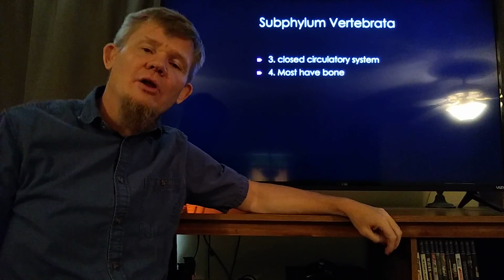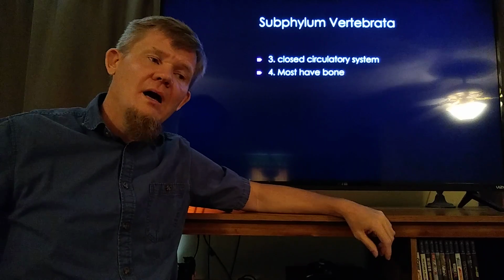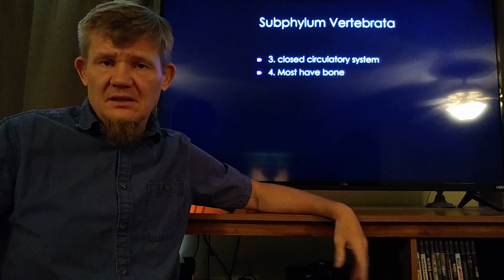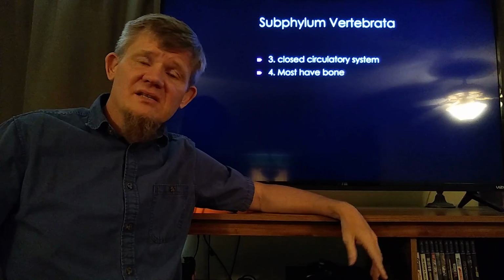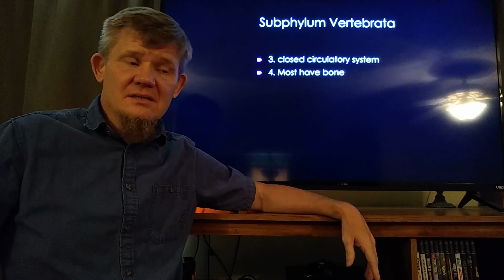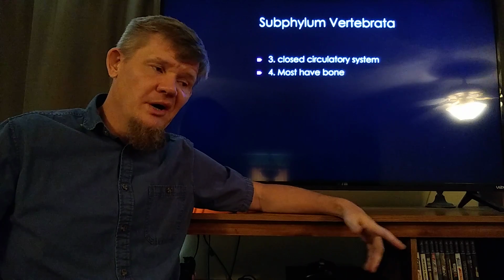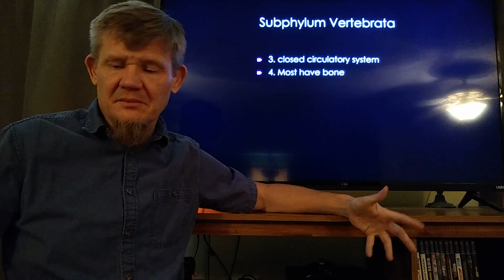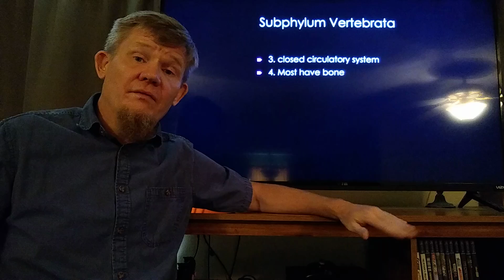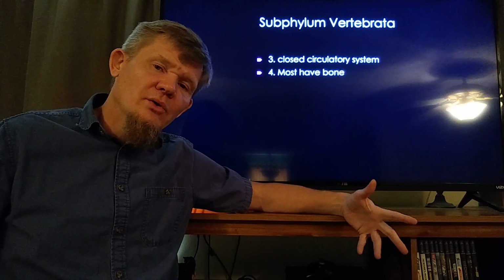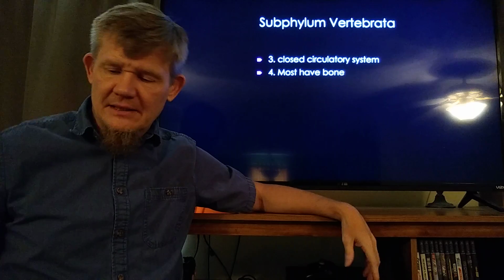All vertebrates have a closed circulatory system. We talked about how this was kind of a big deal, and the reason the cephalopods were a big deal is that amongst the rest of the mollusks, they were the ones that had a closed circulatory system. Clams have an open circulatory system. Bugs have an open circulatory system. Kind of a big deal that all vertebrates have a closed circulatory system. And most have bone, and we'll talk about the ones that don't when we get there.